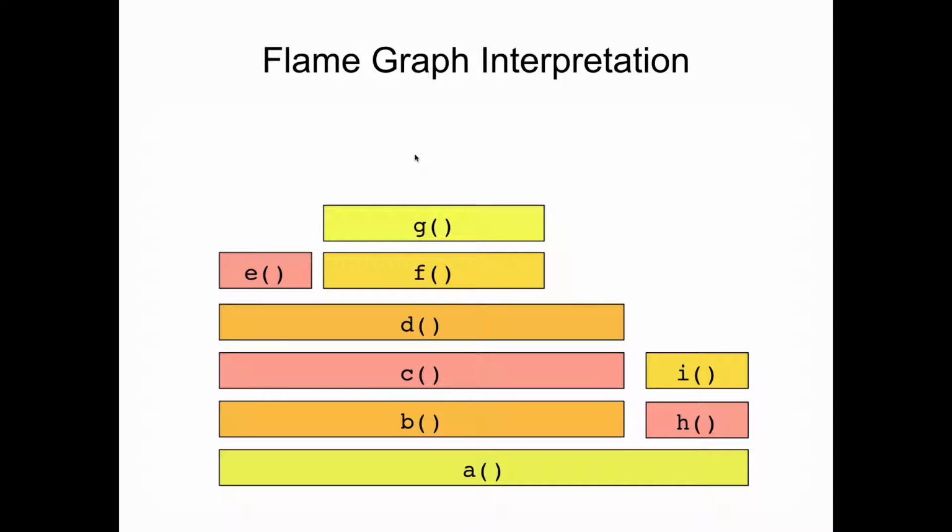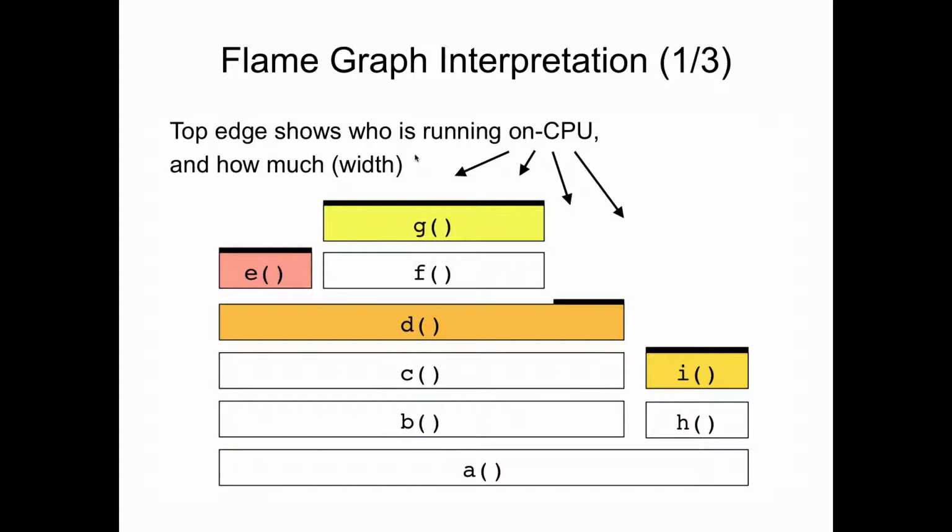To cover interpretation of flame graphs, here's a very simple flame graph. Colors are random in this case. The top edge shows who's running on CPU, and the width shows how much. And it's proportional. So I can see that G is on CPU about twice as much as I. And D is also on CPU a little bit. C is not running on CPU at all, at least in this flame graph. So you just trace the top edge. That's 100% of CPU samples.